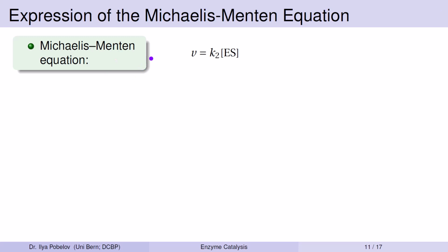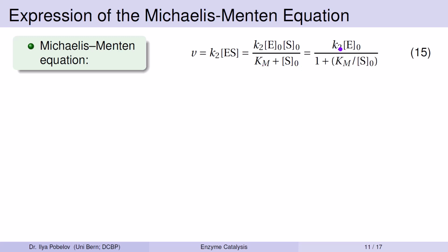The expression for the concentration of the enzyme-substrate complex can now be substituted into the equation for the rate of product formation to give the Michaelis-Menten equation. V equals k2 times the concentration of E0 times the concentration of S0 divided by Km plus the concentration of S0, which also equals k2 times the concentration of E0 divided by 1 plus Km over the concentration of S0.